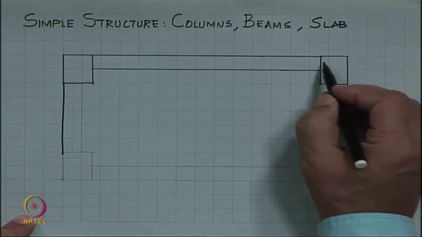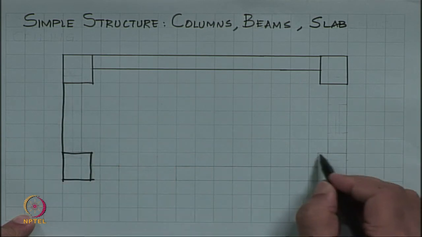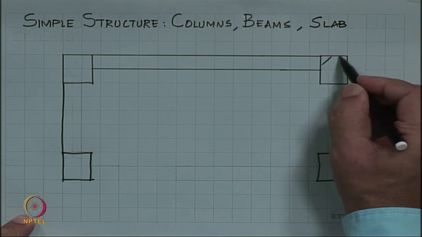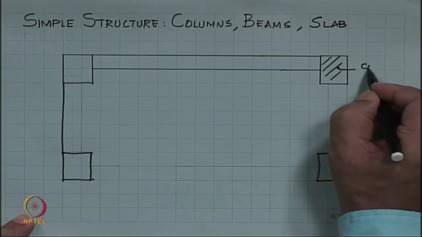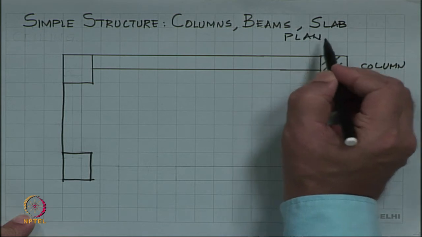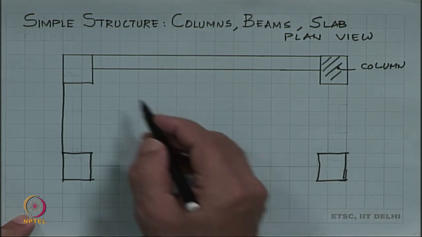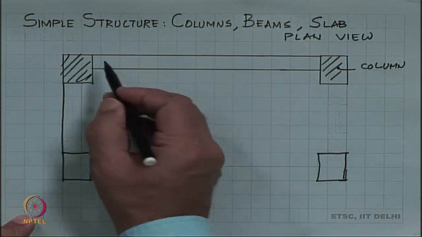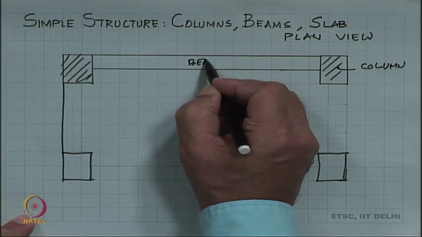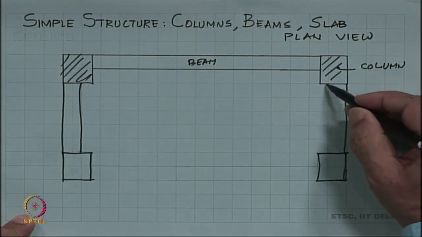industrial constructions. So, what we have is this rectangle here, this rectangle here, this rectangle here, and this rectangle here. This entire thing is a column. We are looking from the top, so this is the plan view. Between these two columns which are rising upwards, we have put one more structure here. This is our beam. Similarly, there could be a beam there and a beam here.